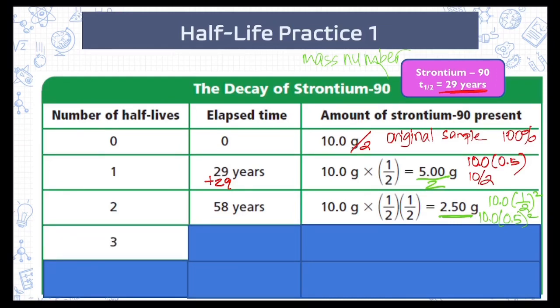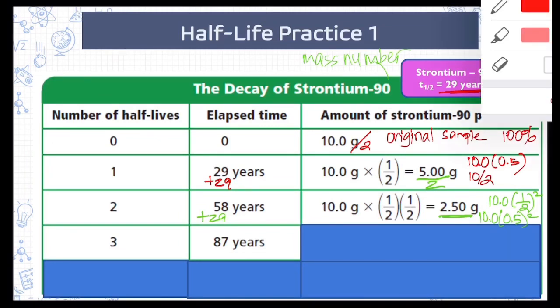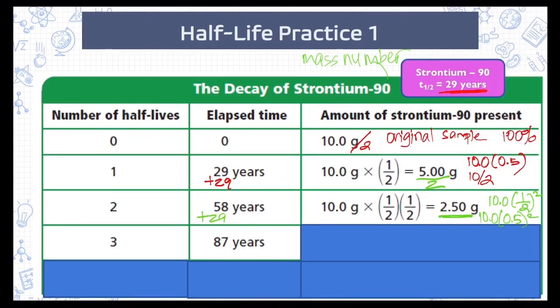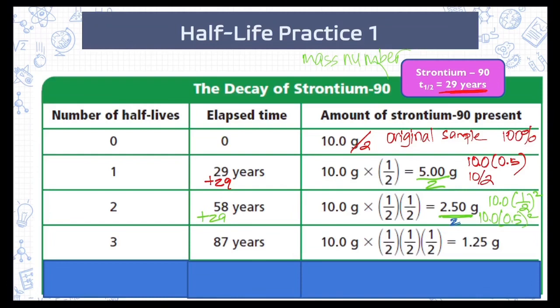After the third half-life, we're going to add another 29 years to 58 to figure out how much time has passed after 3 half-lives. So 58 plus 29 is 87 years. So after 87 years have passed, how much of the original sample remains? So again, you could divide 2.50 grams by 2. Or you could show your work this way.